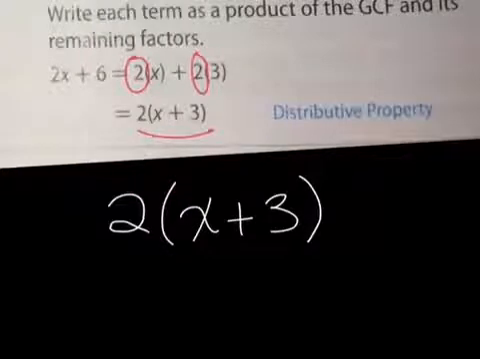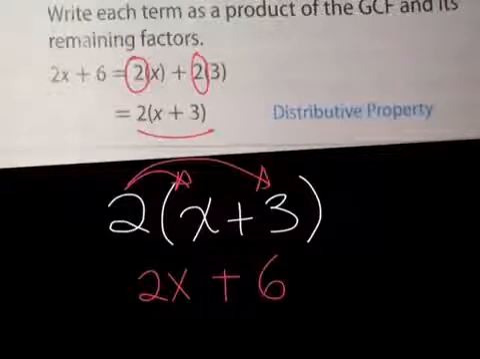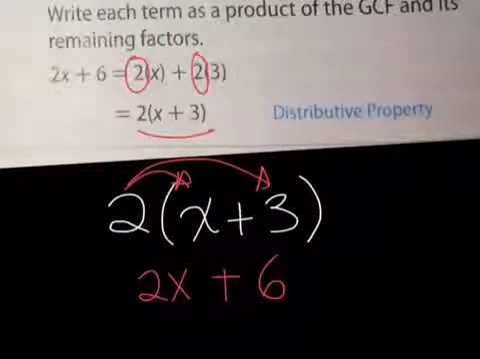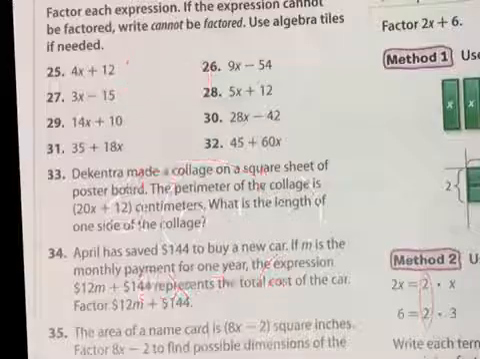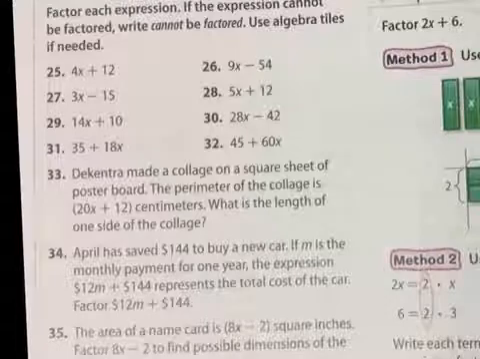2 times x is 2x. Okay? Like that. And then 2 times 3 is 6. And there you go. When we go from this to this, where I'm asking you to factor it, if you go from this to this, you're using distributive property. You're multiplying the number outside the parentheses with both expressions inside, or both terms inside the parentheses. So we're going to practice that from 25 to 32.